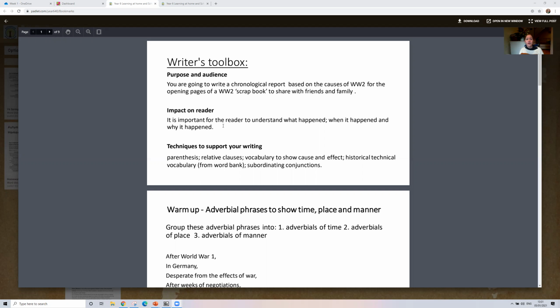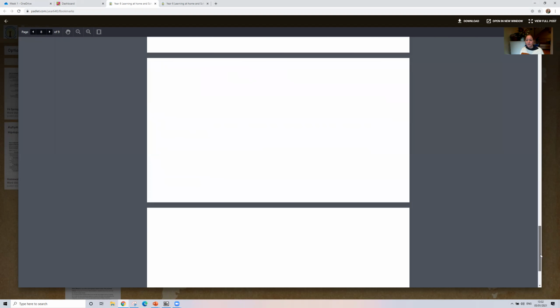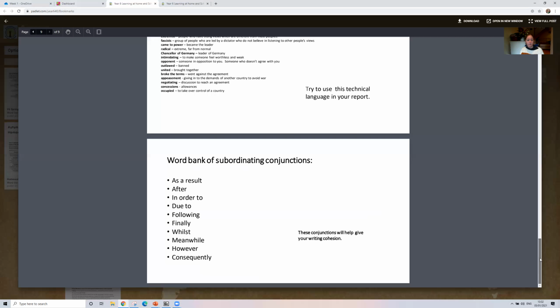So really, we need to think a lot about that impact on the reader and the techniques that you've used in order to achieve that impact. It's really important for our reader to understand what happened. So you've got to make sure that your writing is clear. You also need to make sure the reader can understand when it happened, so making sure you're thinking about how you're linking those ideas, what adverbials of time you're using, and finally, why it happened. So have you shown that cause and effect using those subordinating conjunctions, the word bank that we had, and I'll scroll down to that at the bottom of the slides.